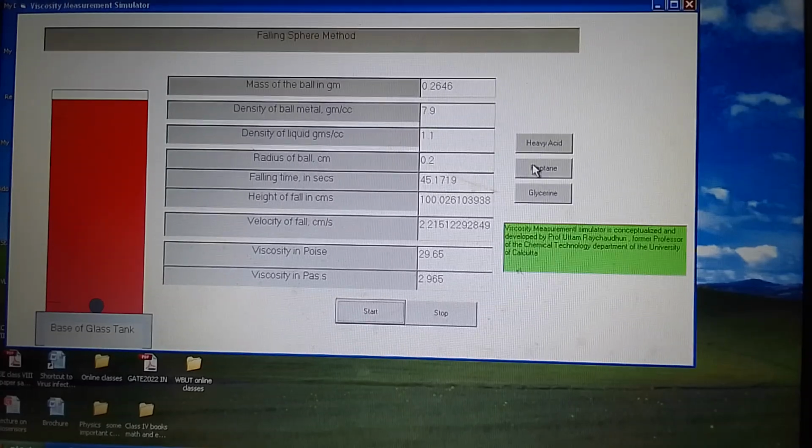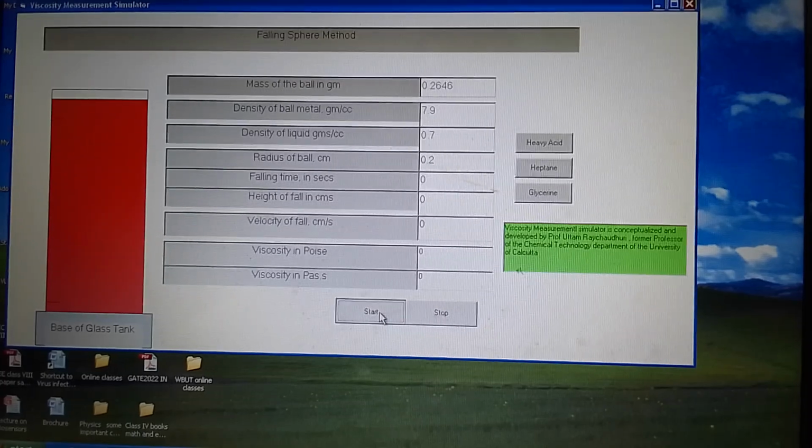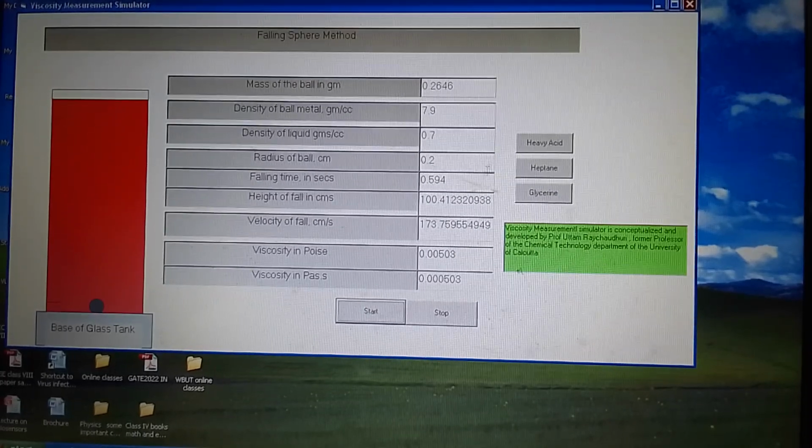Now if you take a lighter fluid like heptane, before that I have to stop this, then this ball will vanish, and then you take heptane. You can see the density is much smaller, 0.7, less than the density of water. We start here. The ball falls very fast, and it is difficult to measure the time physically, which is possible here only because of the computer. Otherwise, you would have to take a pretty long cylinder to measure the velocity. Now we stop it, and we see that the viscosity is very small.